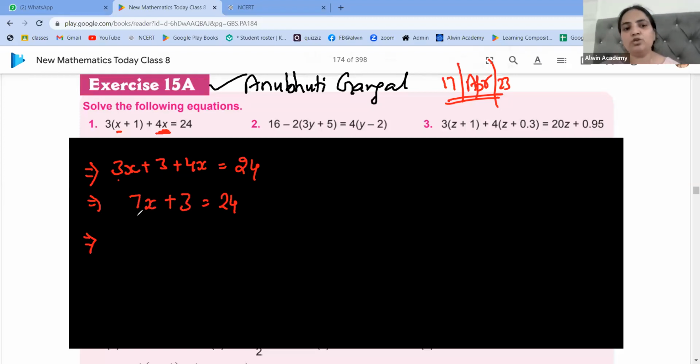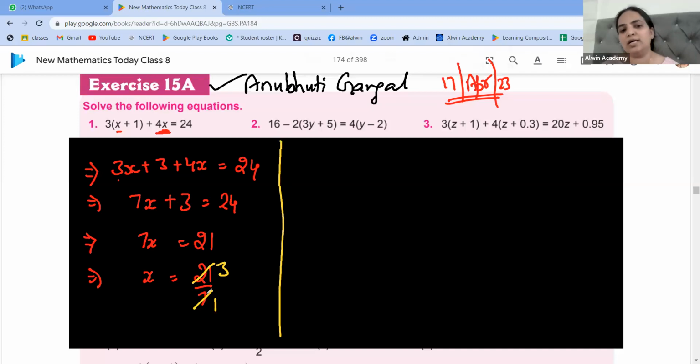So now when you need to solve for x, you will transpose this 3 to the other side. So 7x equals 21, 3 would be subtracted. Now x is 21 by 7. This 7 which is getting multiplied with x here, on the other side it will get divided. And now when you simplify this, 7 times 1 is 7 and 7 times 3 is 21. So the value of x you have got is 3. x equals 3 is your answer. Clear or not, everyone?